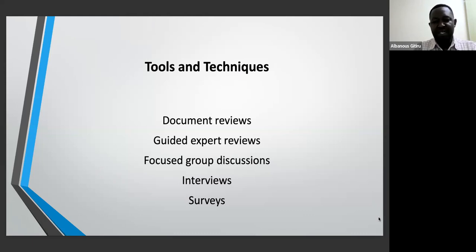When I talk about these tools and techniques, most of the time I like bringing my experience on community-owned projects, that sometimes as initiators of CBOs, as initiators of NGOs, would want to sit down, think on behalf of the community, and develop programs or projects for them.